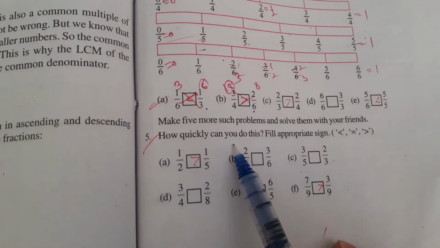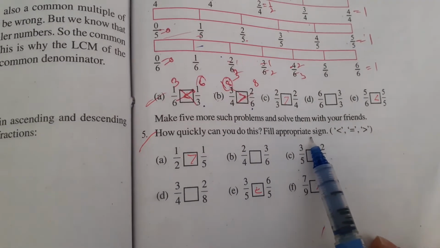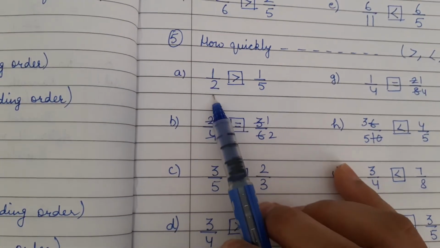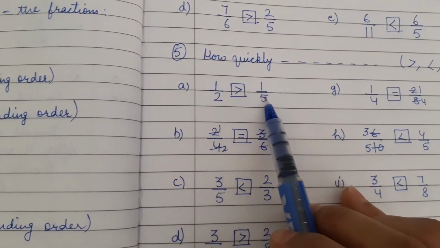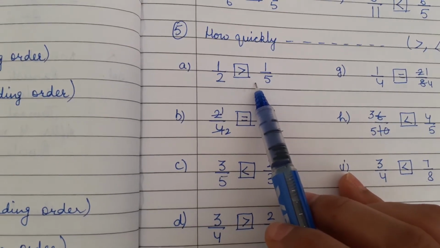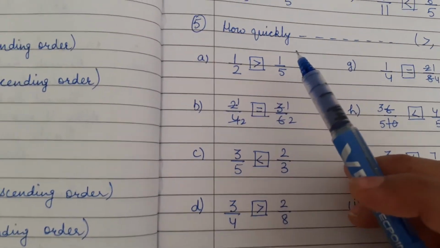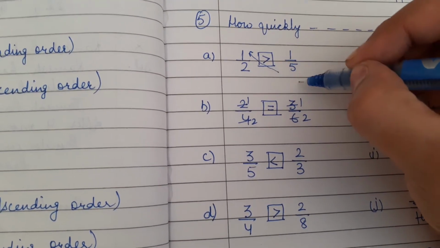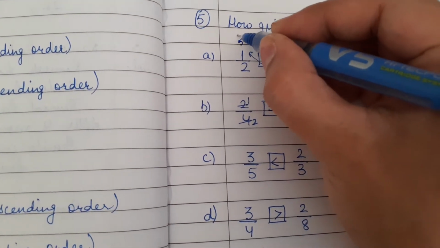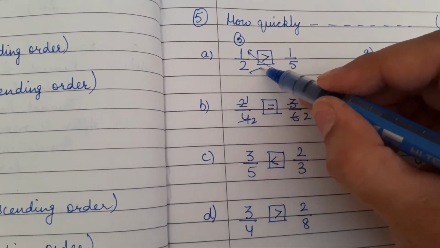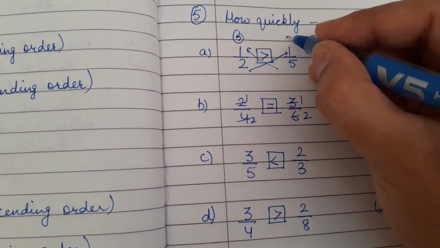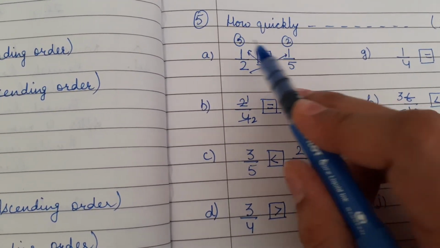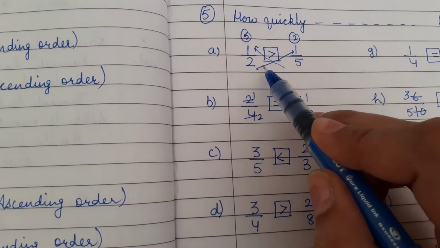Fifth question, how quickly can you do this? Fill appropriate sign, less, equal or greater. First part, 1 by 2 or 1 by 5. As these both fractions are unlike, these are not like fractions. You can cross multiply like this. 5 ones are 5 and 2 will go this side, 2 ones are 2. So which is greater, 5 or 2? 5. So 1 by 2 will be greater.